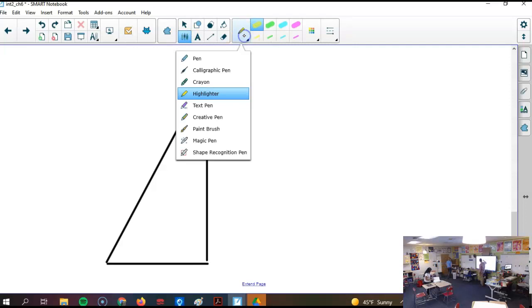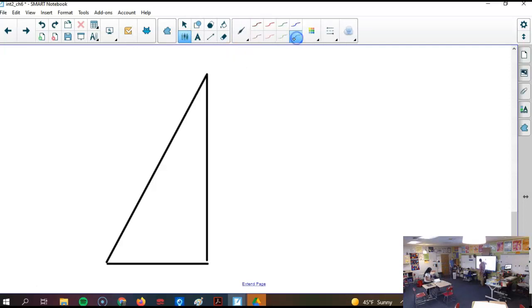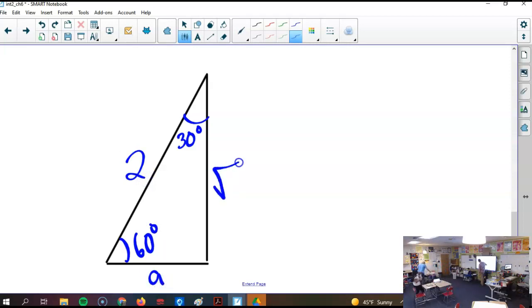In your 30, 60, 90, I've written it multiple times. Someone left their pencil box. Put it in the lost and found.